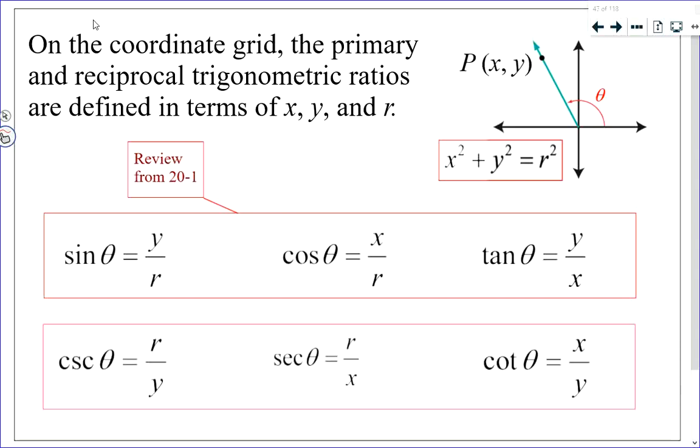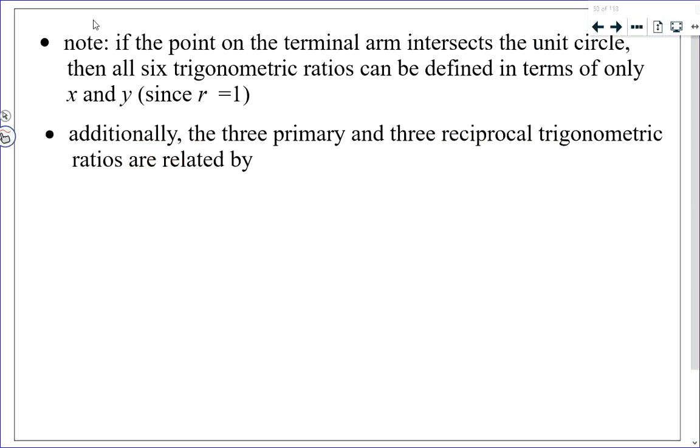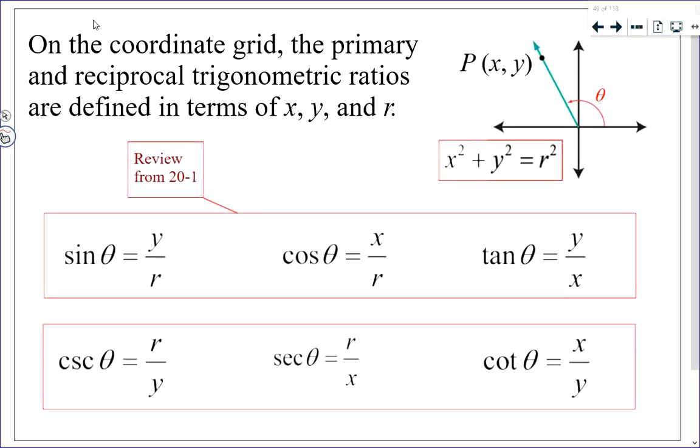What was new this year, as well as not giving you these formulas on a formula sheet, is knowing the definitions for the 3 so-called reciprocal trigonometric ratios. And I'm just going to jump ahead a bit here. Cosecant is the reciprocal of sine, secant is the reciprocal of cosine, cotangent is the reciprocal of tangent. So knowing that, if cosecant of theta is the reciprocal of sine, and sine is y over r, cosecant is r over y. All we do is we flip that over. You need to know that secant is r over x, and cotangent is x over y.